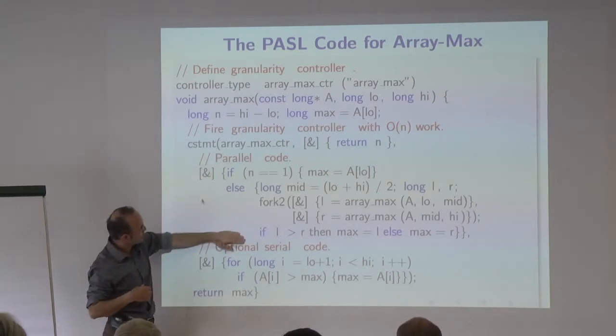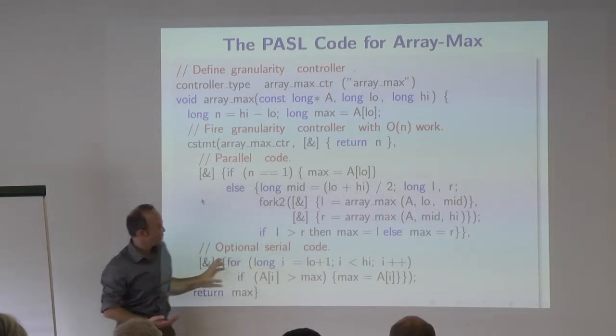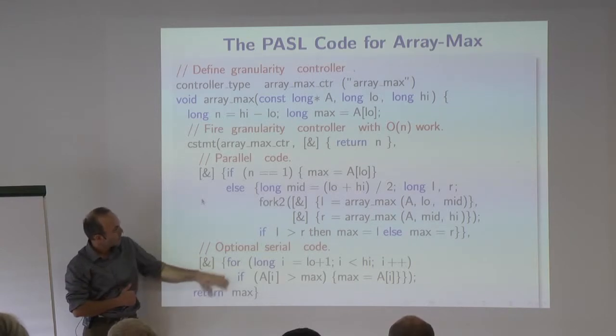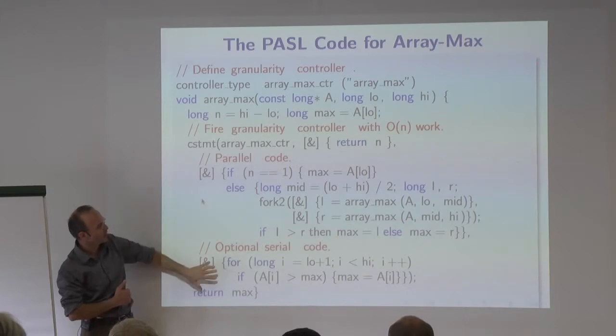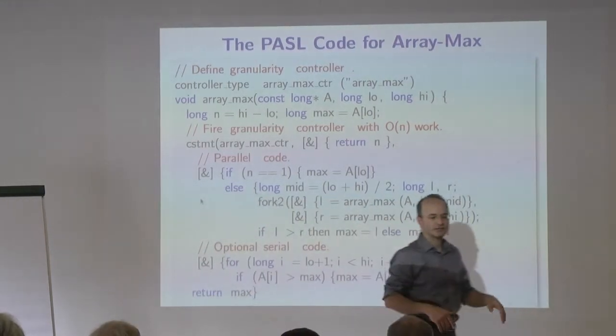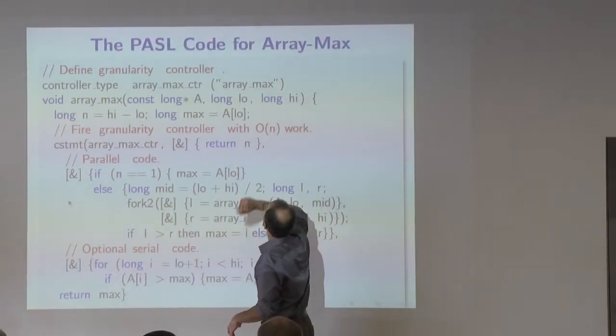And then this is the parallel section. And then I optionally provide a serial piece of code that simply executes when the input is small. And the library decides when to execute the parallel and when to execute the serial, by machine learning the constants that are hidden in the asymptotic notation that's in there.